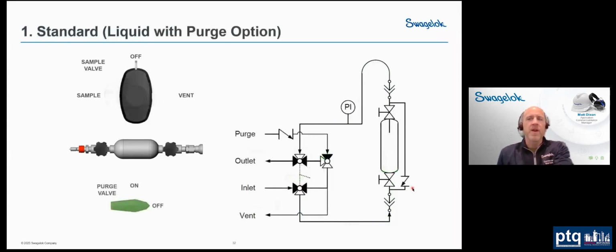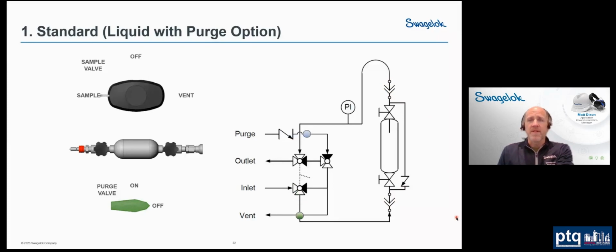Okay, well, what happens if we want to add a purge option to that? So now we've added a purge valve to this. And notice we have now a bypass tube on the cylinder assembly itself. And that's actually going to enable us to purge through those quick connects, which you see here and here. So we go to the sample position, and like before, we're filling up our sample cylinder. We've got our purge gas, but it's currently shut off.